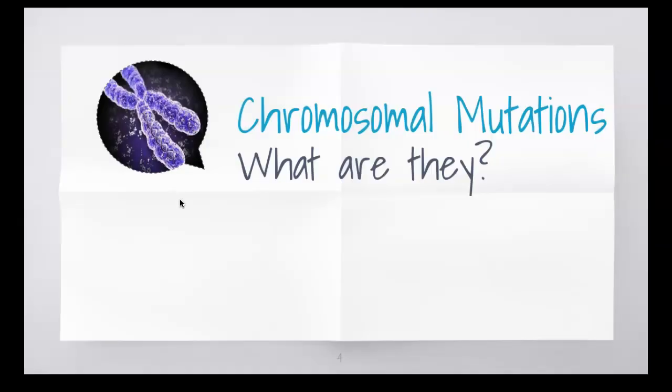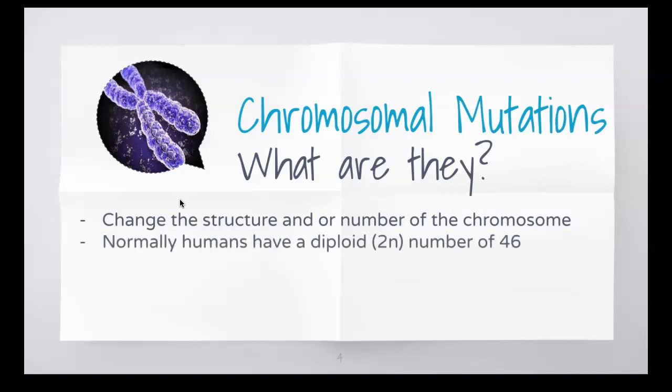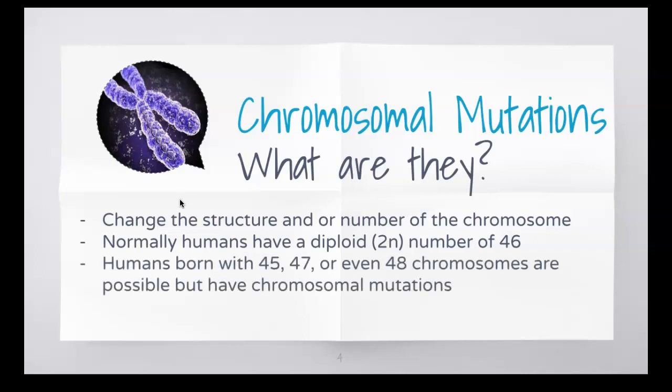So what are chromosomal mutations? The ones that we're talking about today. It's either changing the structure of the chromosome or the number of the chromosomes, whether it's one more or one less or two more. These are all options. Normally a human cell has 46 chromosomes in it, or 23 pairs, so we call it a diploid cell. In a chromosomal mutation, a person could be born with 45, 47, or even 48 chromosomes, and that would be a mutation in their DNA.